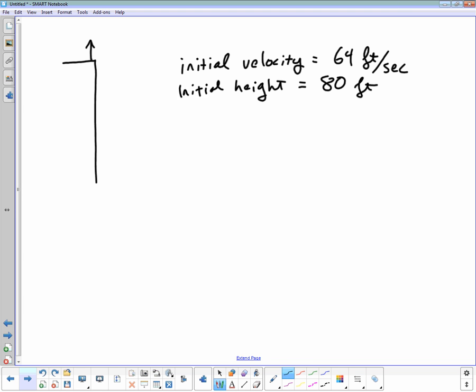All right. Find the position function giving the height s as a function of the time t.